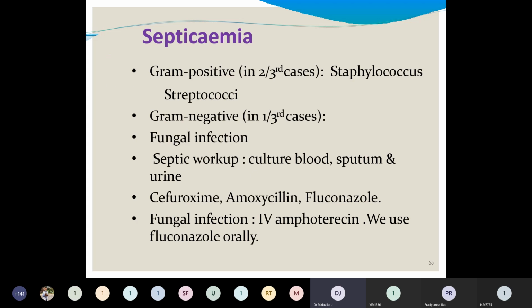The commonest cause is gram-positive septicemia, in 2/3 of cases, and gram-negative in 1/3 of cases. So septic workup will be blood culture, sputum culture, and urine culture. So cefuroxime, amoxicillin, fluconazole can be given. For fungal infection, IV fluconazole is used.